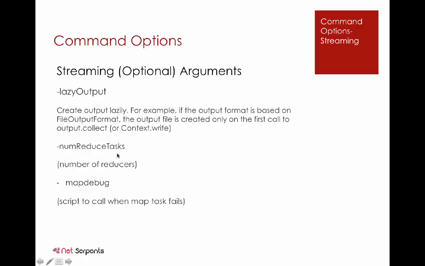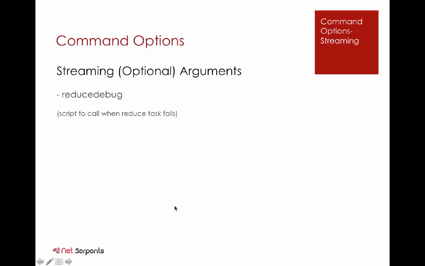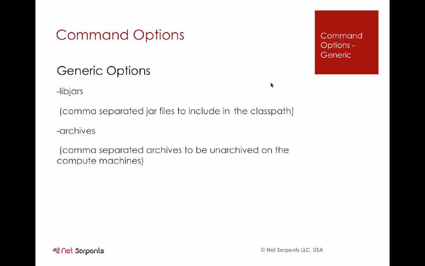The number of reduced tasks, so you can specify whether you want to run just one reduced task or multiple, or take the default that's configured. So if you specifically want more reduced tasks to run, you can use this parameter. The map debug, it's a call. You can actually call a script to be run in case your map task fails. Reduce debug similarly. So if a reduced task fails, and you want a script to be run, you can specify it.